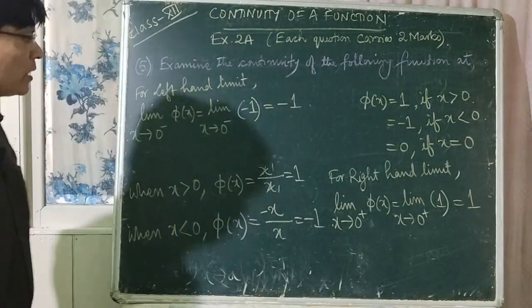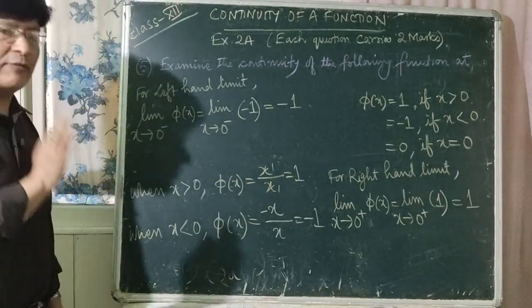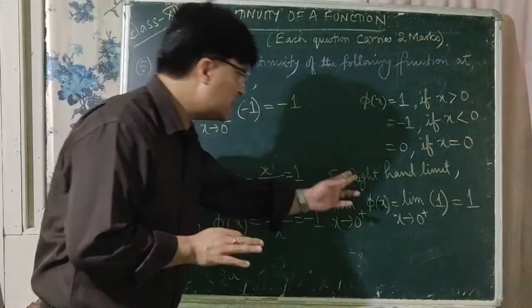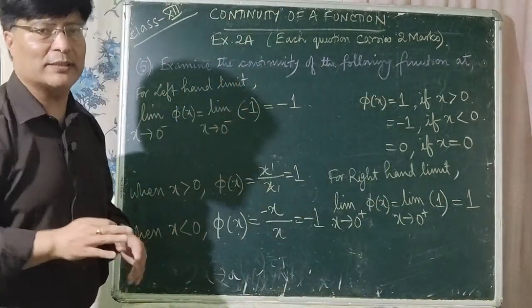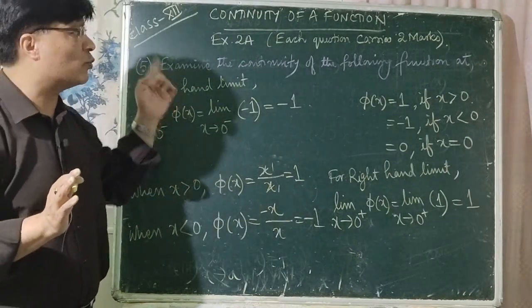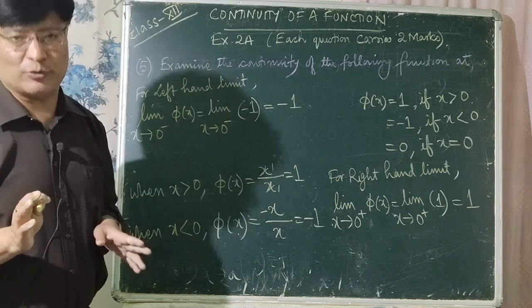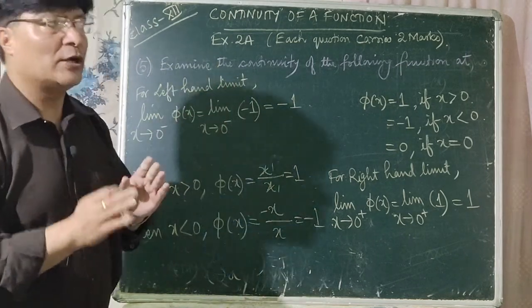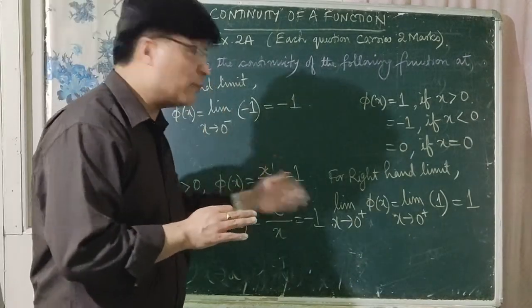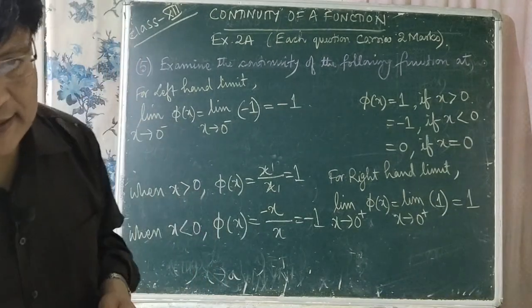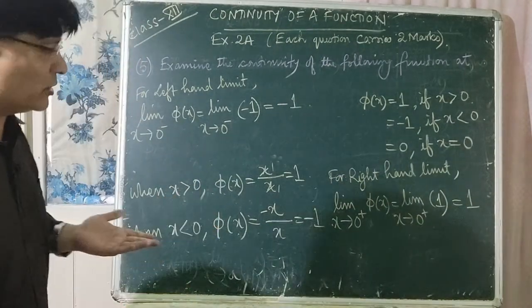Okay? Now in this case, we see that right hand limit is not equal to left hand limit. That means the function is discontinuous. No need of getting the value for phi of x when x is exactly equal to 0. So if right hand limit is not equal to left hand limit, from here you can write down that the function phi of x is discontinuous at x is equal to 0. So it is discontinuous, right?